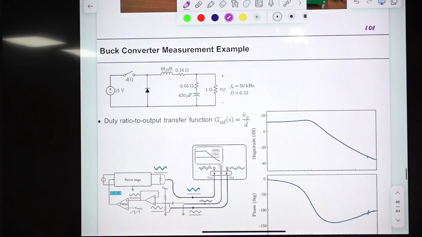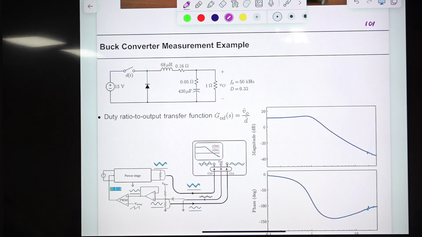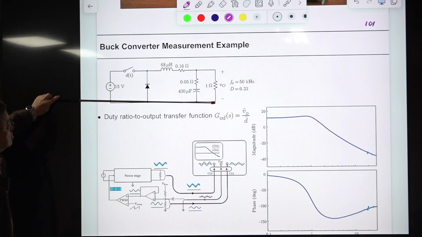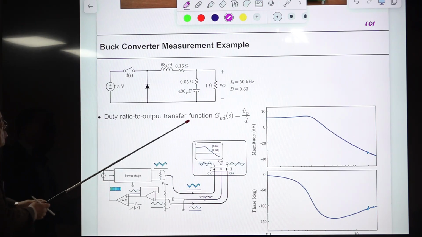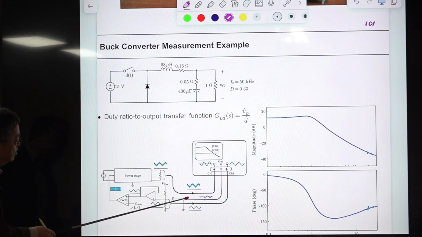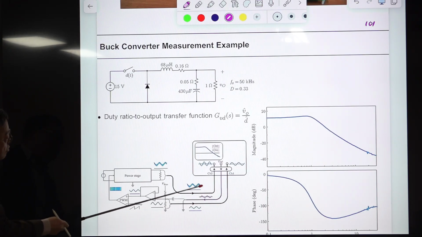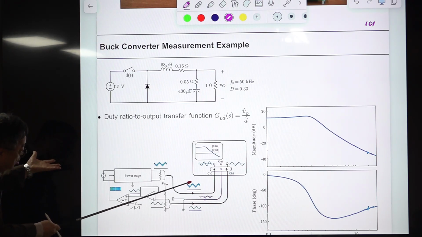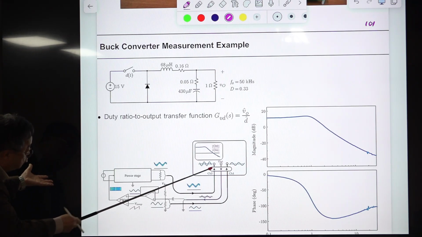Okay, and this is the measurement example. This is a buck converter, right? So this is set up. The duty ratio is set up at this point, along with the switching frequency, in the same configuration. This is the sampling, and we compare later on. We are measuring this, and they go together.